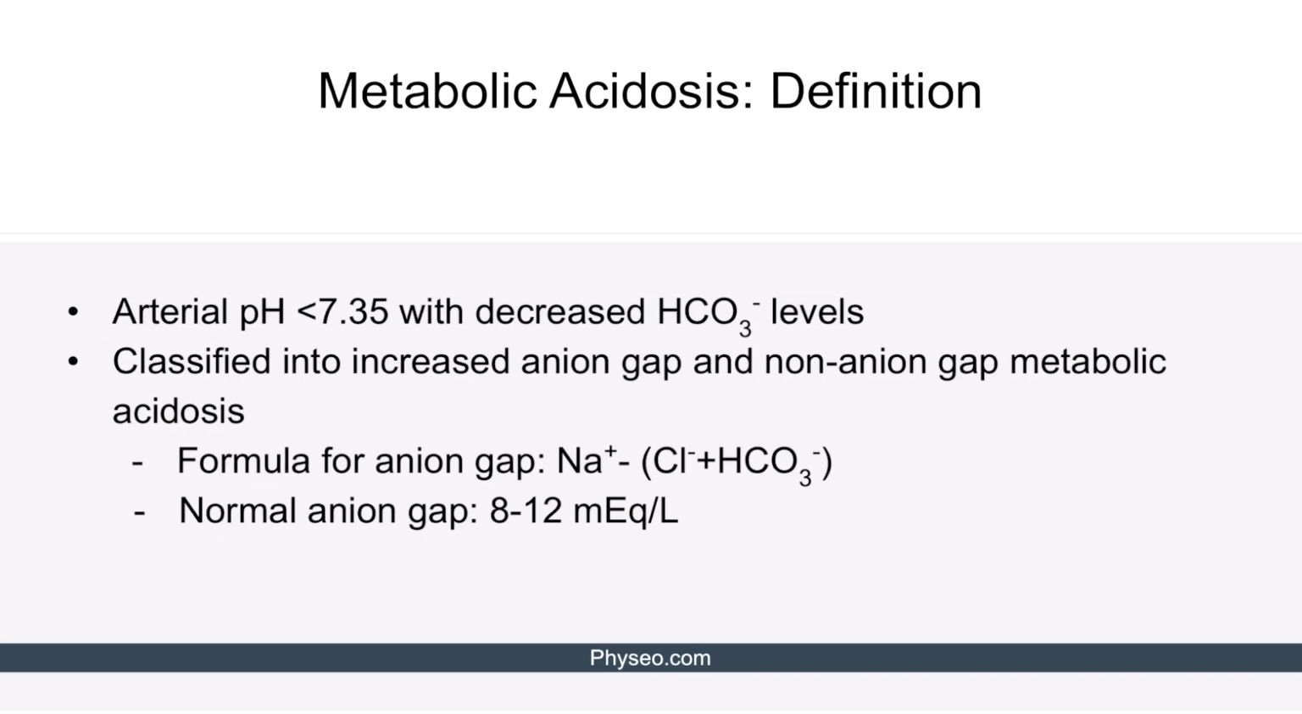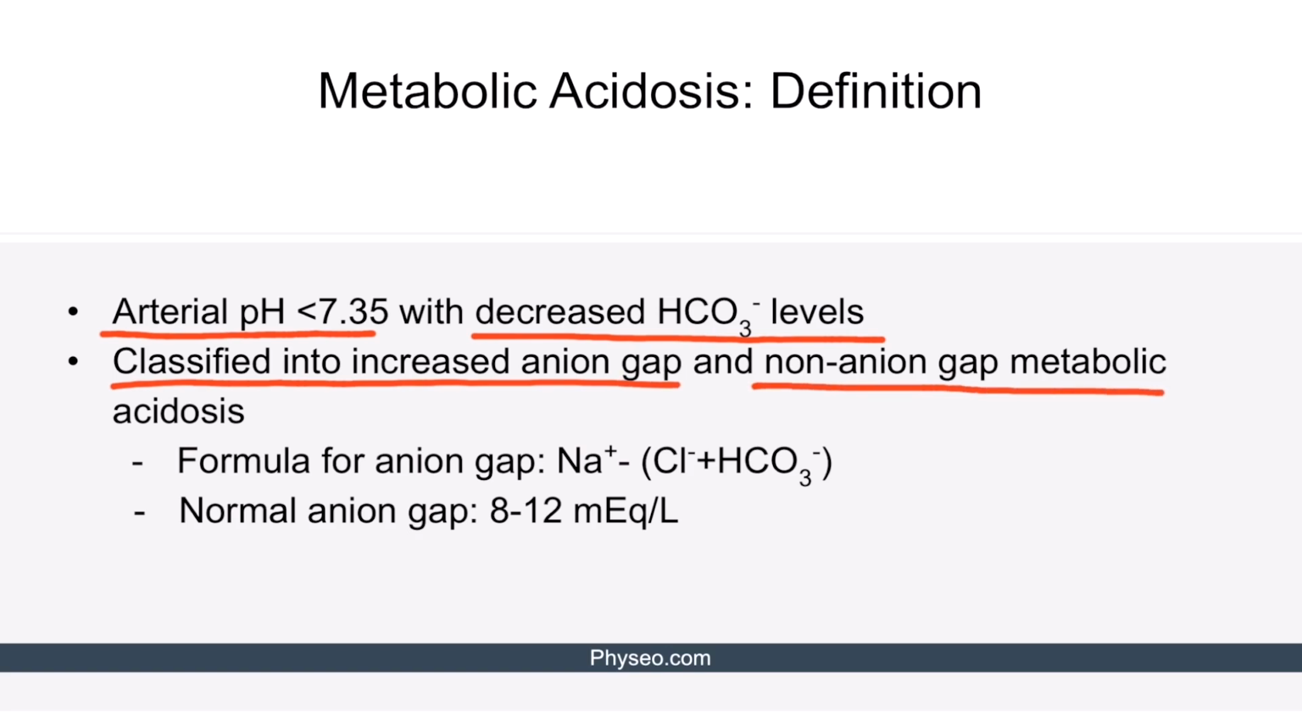Metabolic acidosis is a condition with an arterial pH less than 7.35 and decreased bicarbonate levels. Metabolic acidosis is classified into increased anion gap and non-anion gap metabolic acidosis, depending on whether the anion gap is increased or not. In order to calculate anion gap, we need to subtract the sum of serum chloride and bicarbonate concentrations from serum sodium concentration. Normal anion gap is anywhere from 8 to 12 microequivalents per liter.